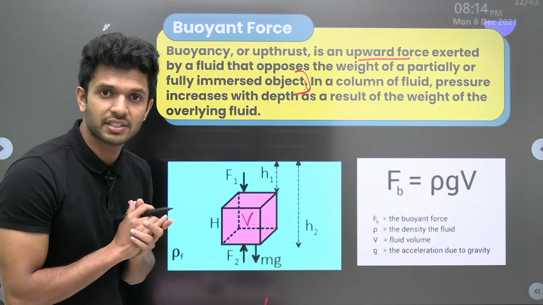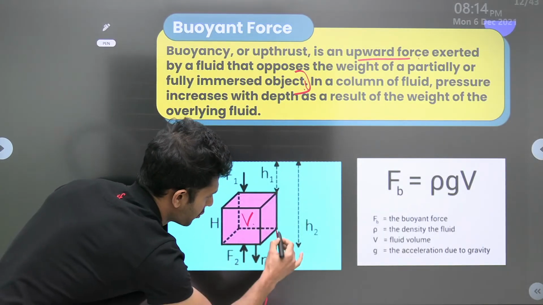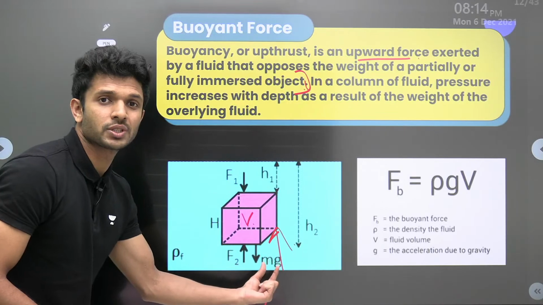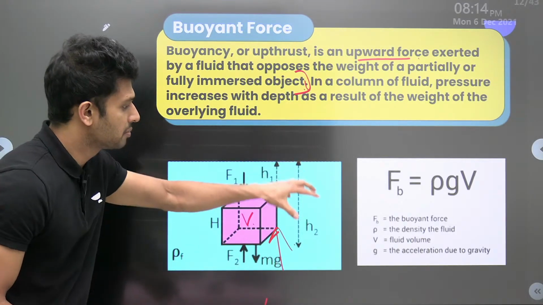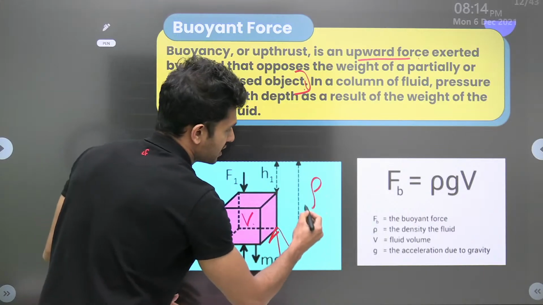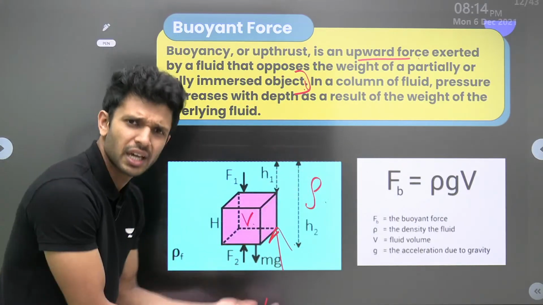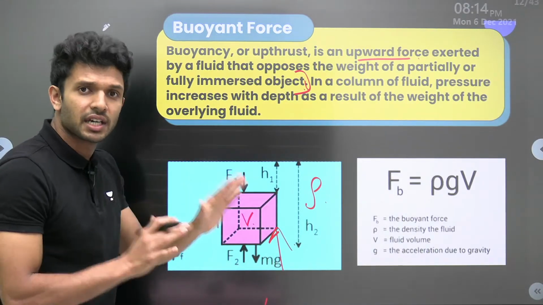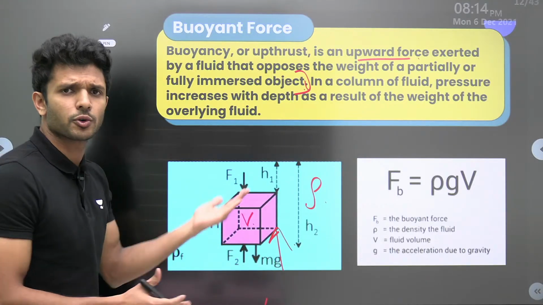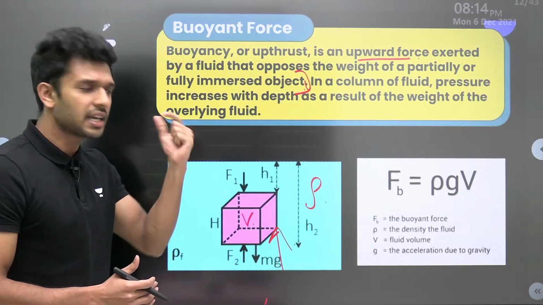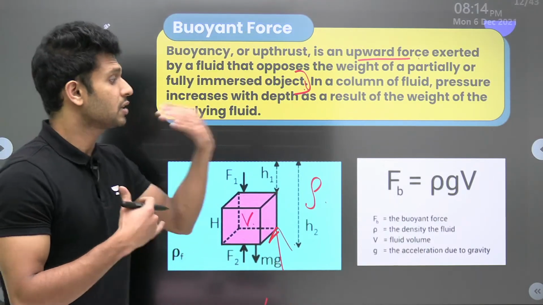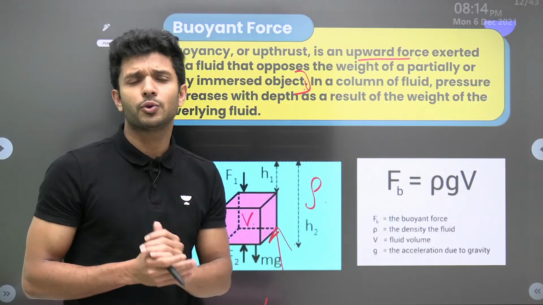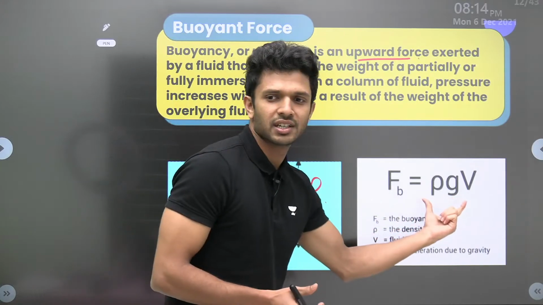V is the volume of the cube which is immersed inside this particular fluid. The definition says there is an upward force acting on this cube, and that upward force acting on a cube immersed inside a fluid of density rho is called buoyant force. The reason why an upward force is acting, we are going to discuss. Now just understand that someone is pushing upward. That force is called buoyant force. What is the formula? How can we calculate the magnitude of this buoyant force acting on this cube? Just look at the formula.